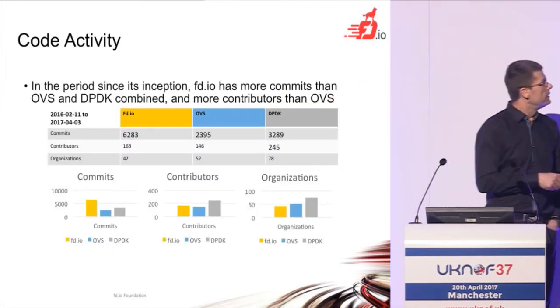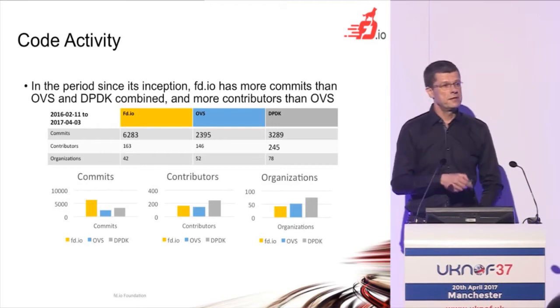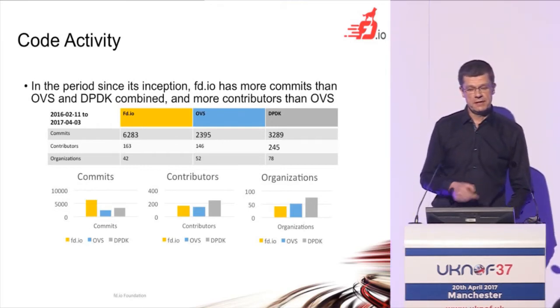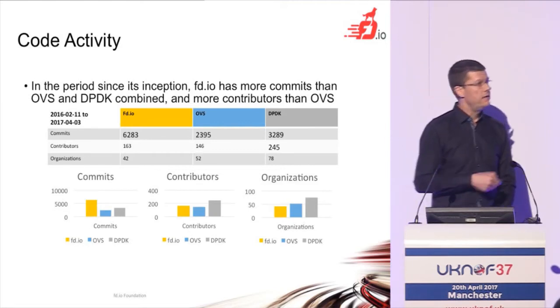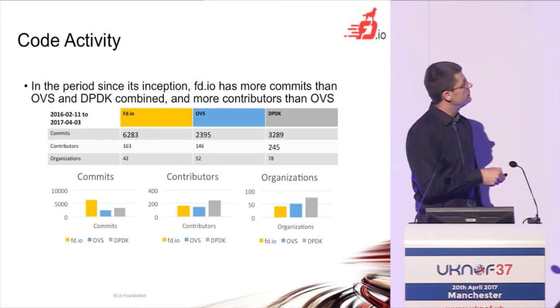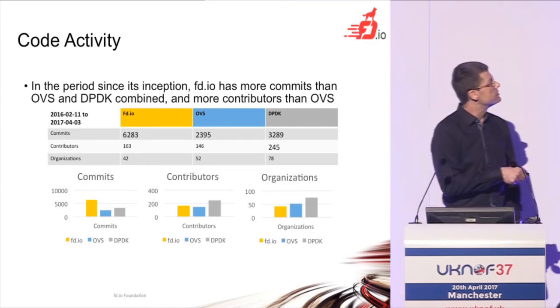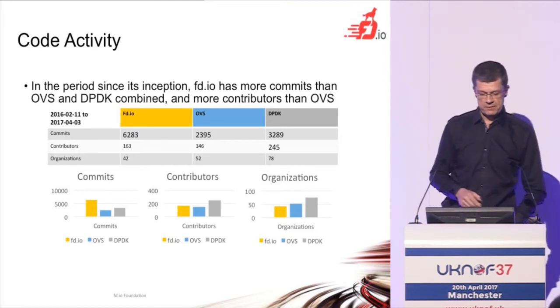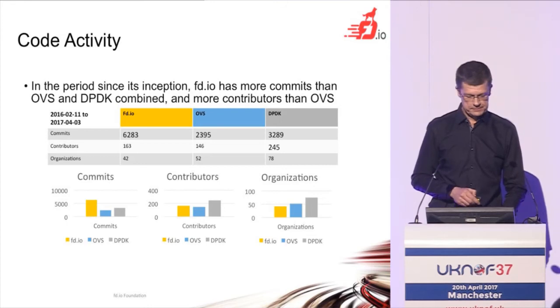So, if you're into numbers and you're in open source and you count what the metrics of a successful project are, FDIO has been in operation for a year. And the number of commits, contributors, and organizations involved compares quite favorably with other projects that have been there for a while.